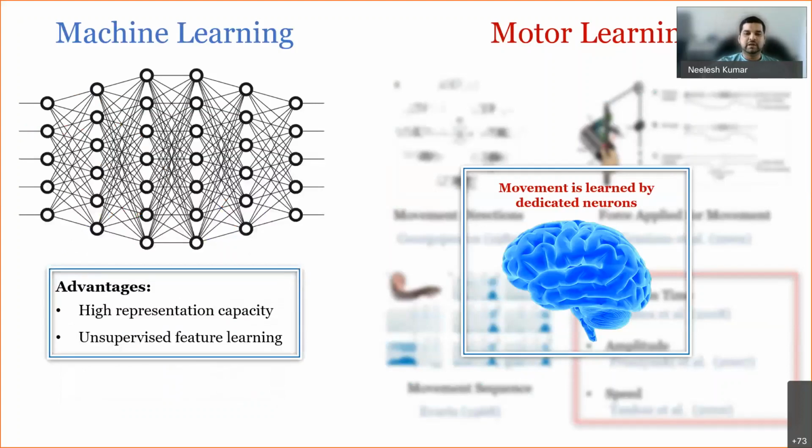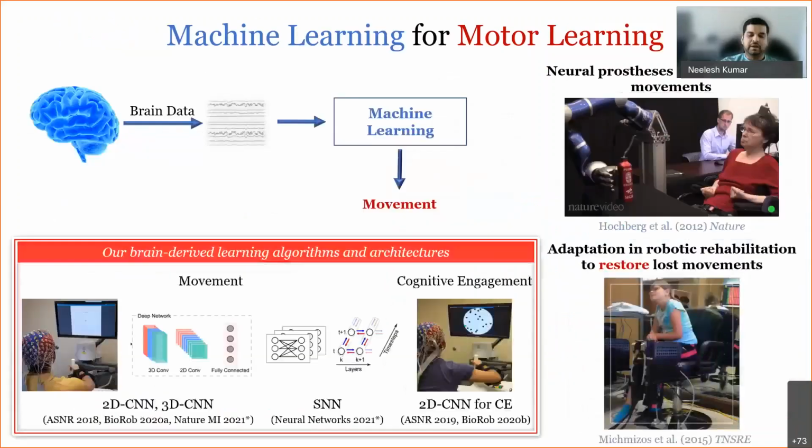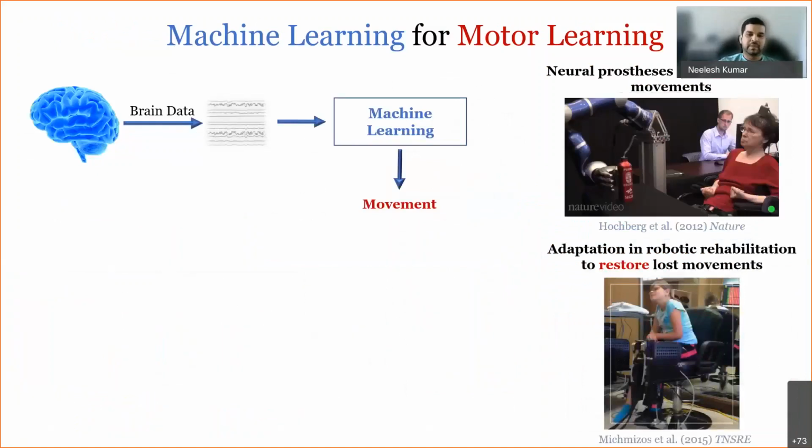The field of machine learning has witnessed the rise of deep networks that approximate complex functions with unsupervised feature learning. Our overarching goal is to leverage brain architectures for developing new deep network architectures that can learn movement from brain signals. And this is important because it allows us to use brain data to bypass the impairment and replace or restore the lost movements with a robotic limb.